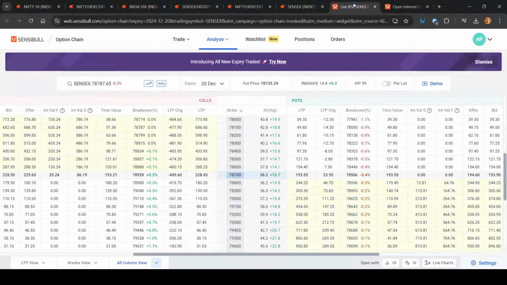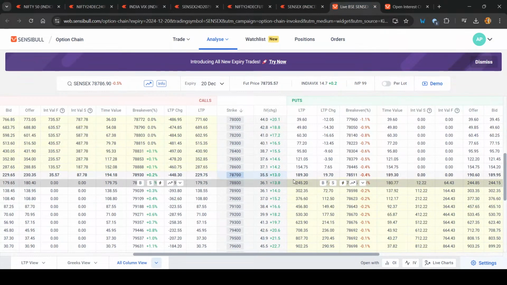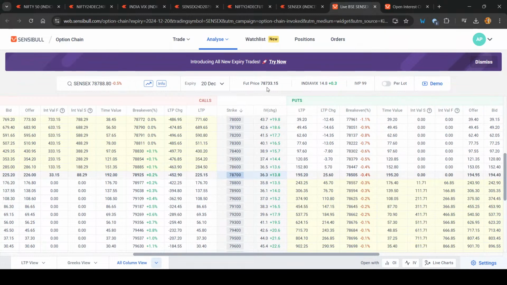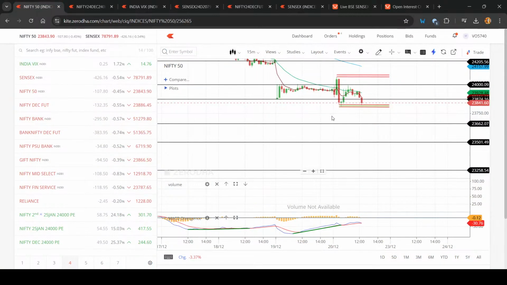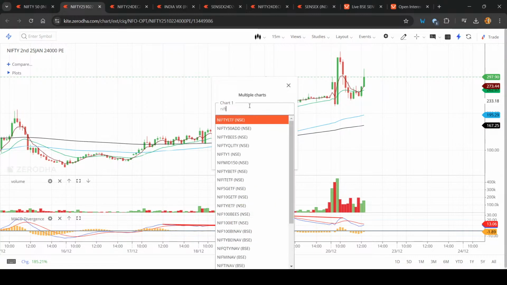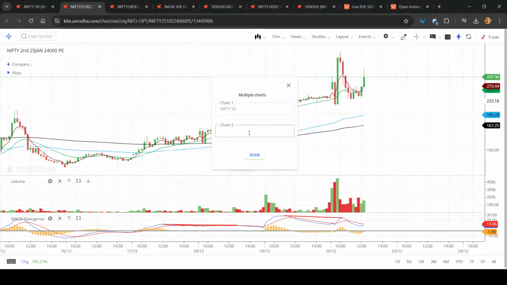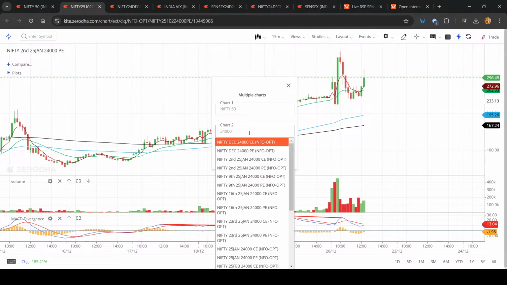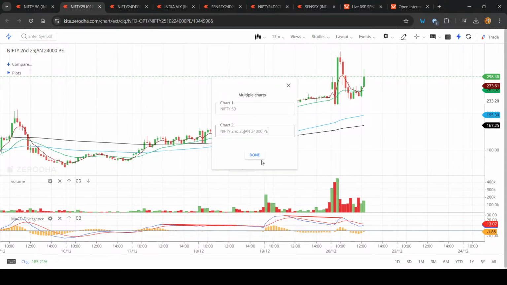But the only fear, what I am fearing, is that the synthetic future of VIX is still at 78, which is normal, and the synthetic future is at a 50 point discount. It is indicating that players will try to pull the market on the downside. So I'll try to do one thing: I'll open this call and open two charts. On one side I'll open Nifty 50 spot, and on the other side the 24,000 second January put.